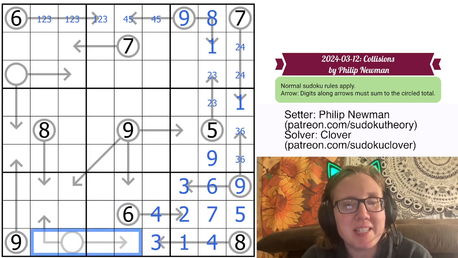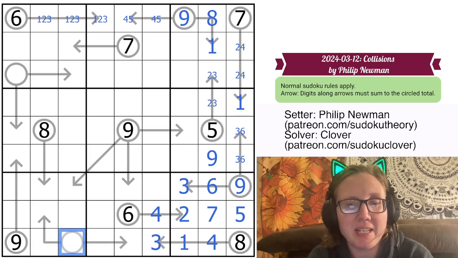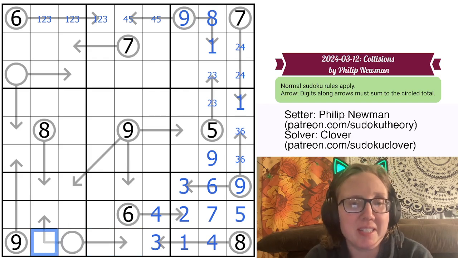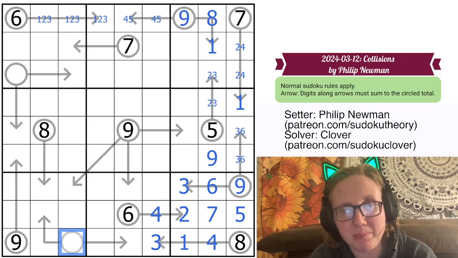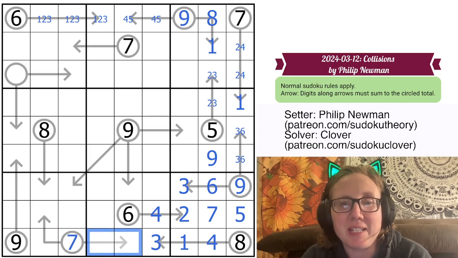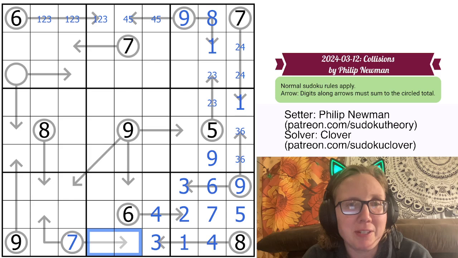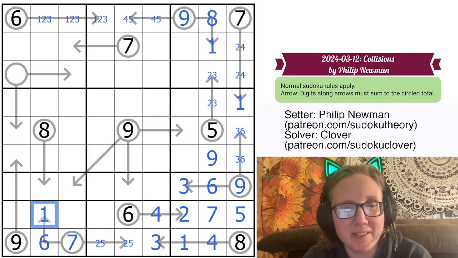So here we need a 7 somewhere in this row. It's the biggest remaining digit that we haven't accounted for yet. So it can't go along this arrow because if it did, then this number would have to be bigger than 7, which at this point is impossible. So there's our 7. To make a sum of 7 using none of the digits we've already placed, we have to go 2 plus 5. And our one remaining digit is a 6, which places a 1 here.